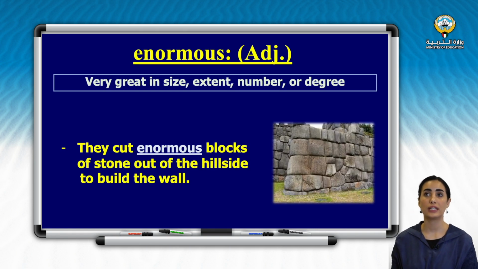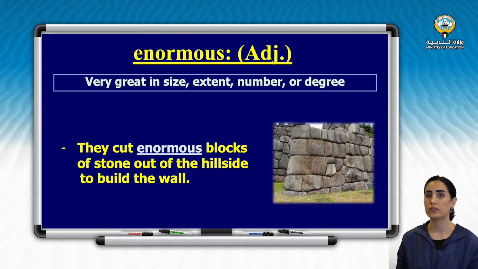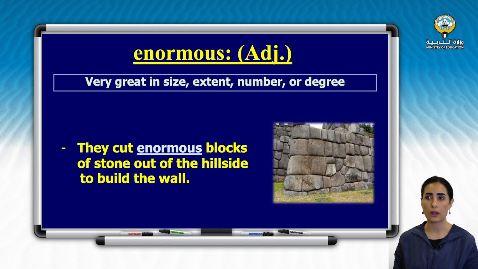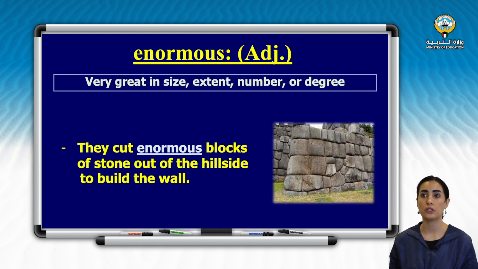Next we have the word enormous. So repeat after me. Enormous. What part of speech? It's an adjective. Excellent. Let's use it in a sentence. They cut enormous blocks of stone out of the hillside to build the wall. So they cut enormous blocks of stone. Enormous here means very great in size, or great in number or degree.